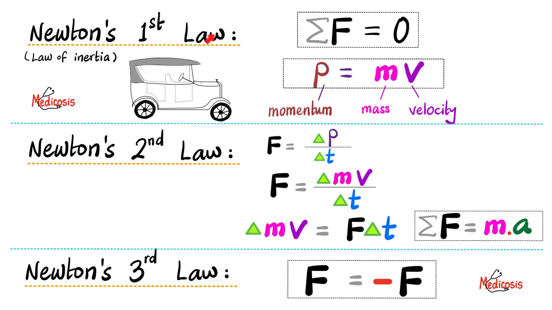Newton's first law of motion, also known as the law of inertia. What does it state? A static object keeps its state of rest, and a moving object keeps its state of motion at uniform velocity in a straight line, unless acted upon by a resultant force.